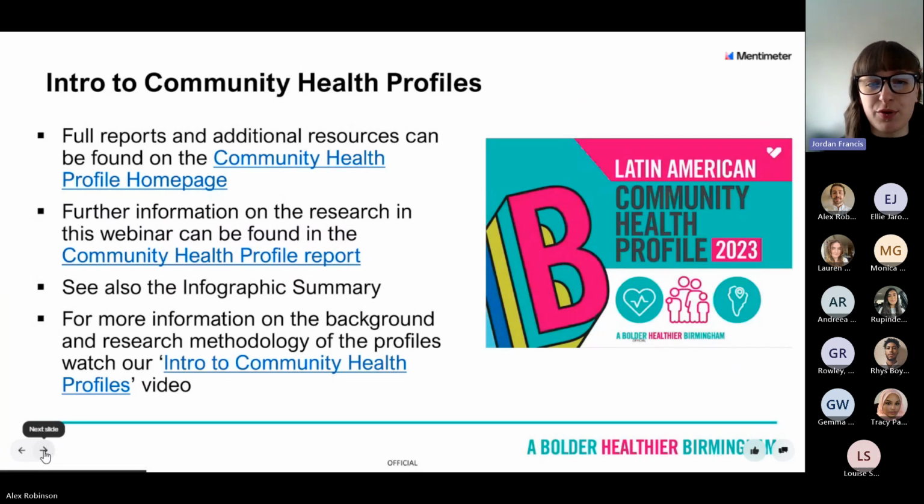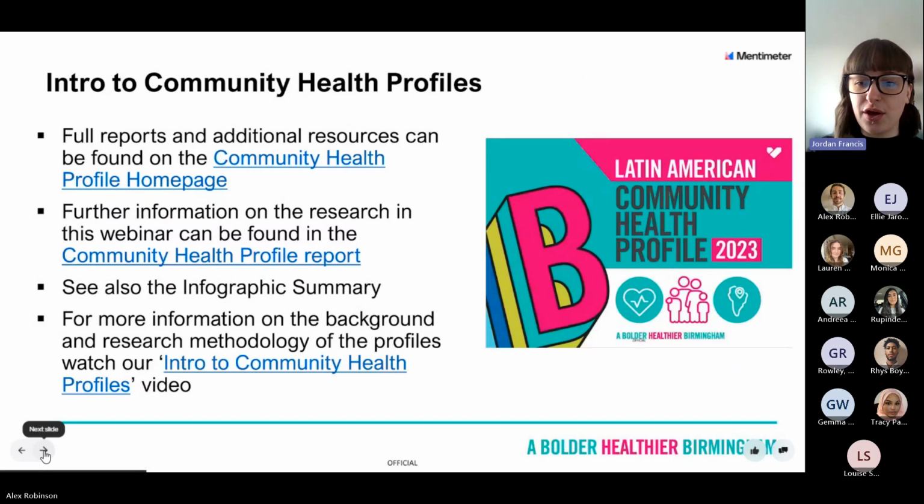So a quick overview of the profiles for those that aren't familiar with them. I'm only going to touch on this for one slide because I want to spend the majority of today talking about the specific Latin American community. But for those that aren't aware, the community health profiles are a key set of resources that we've developed at the Public Health Division in Birmingham City Council that summarise the physical health, the mental health, the lifestyles, the behavioural and the wider determinants of health-related issues in a specific community.